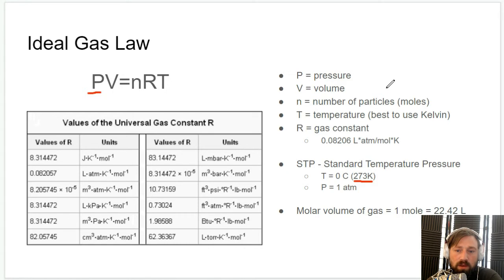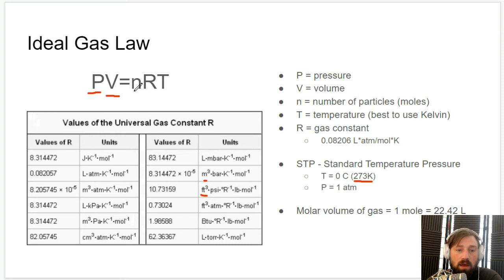Typically, we're going to use atmospheres, but you can also use torr. You can use PSI. There's about 300 different ways of describing it. That's hyperbole, it's not actually 300. But there are a lot of different ways of talking about pressure. There are lots of different ways of talking about volume as well: liters, meters cubed, feet cubed, centimeters cubed.